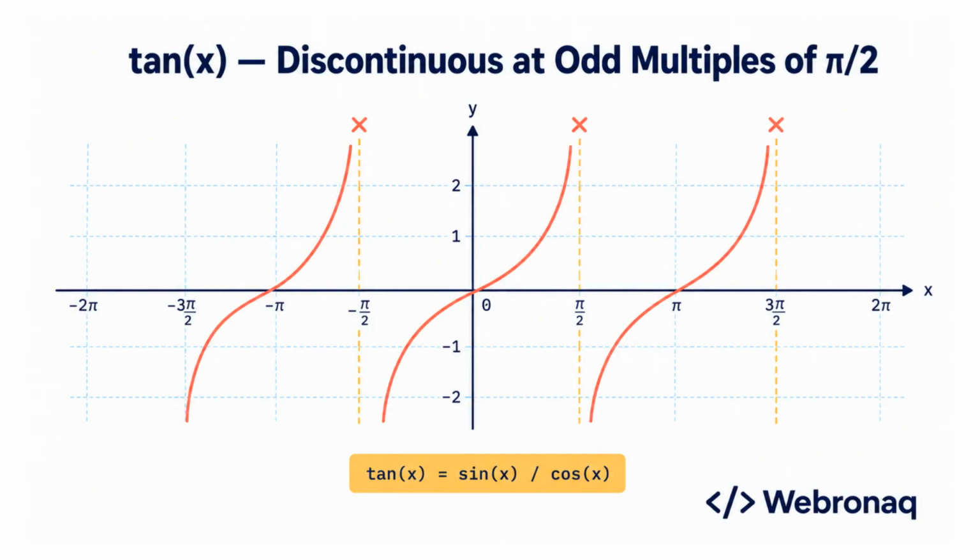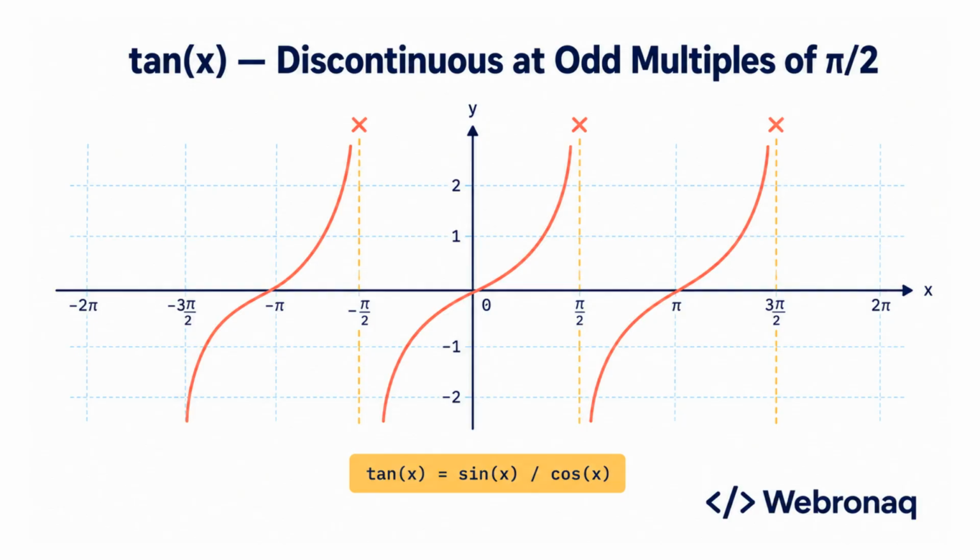Now look at this. This is the graph of tan x, and you can immediately see something is very different here. The curve doesn't flow smoothly across the whole number line. Instead, it shoots up to infinity, disappears, and then reappears on the other side. These vertical dashed lines are called asymptotes, places where the function completely breaks down. So why does this happen? Here's the secret. Tangent is not really its own thing. It's just sine divided by cosine. And whenever cosine of x equals 0, you're dividing by 0, which is undefined. The function simply has no value there.